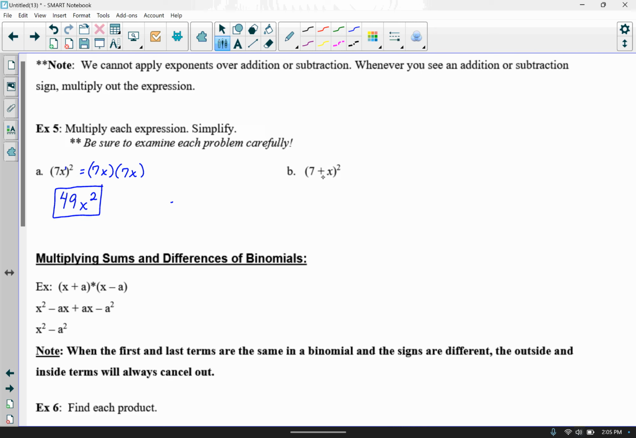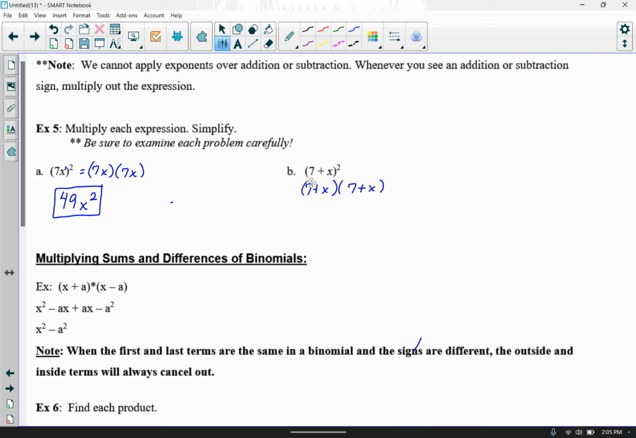But once you have an addition sign, this is what I meant here, I can't say 7 squared and x squared. That is not 49 plus x squared. It's a common mistake, but once you see an addition or subtraction sign, that little 2 up top means I've got to write this expression twice and go back to foiling. Because like I said, your final answer is not going to be 49 plus x squared. It's going to have both of those terms in it, but you're going to be missing your middle term if you don't FOIL it, okay?